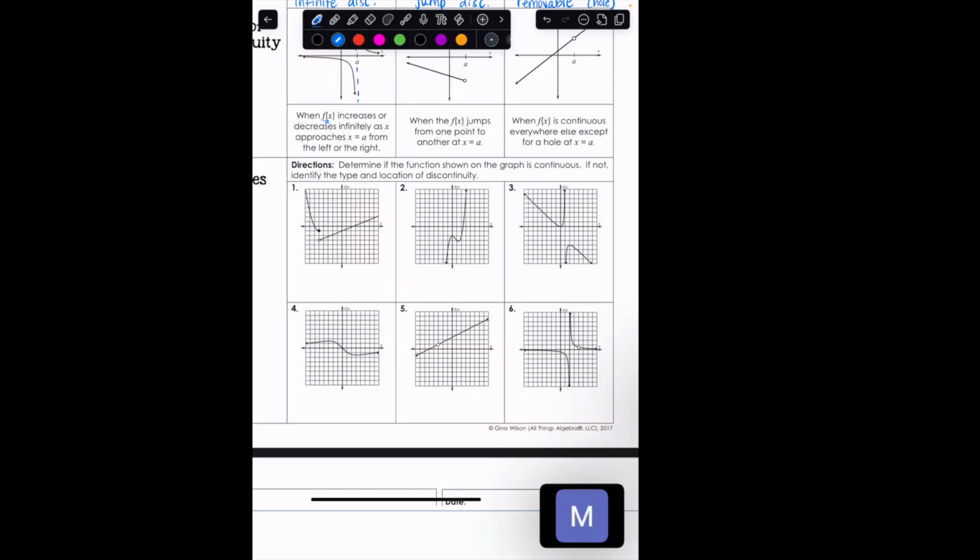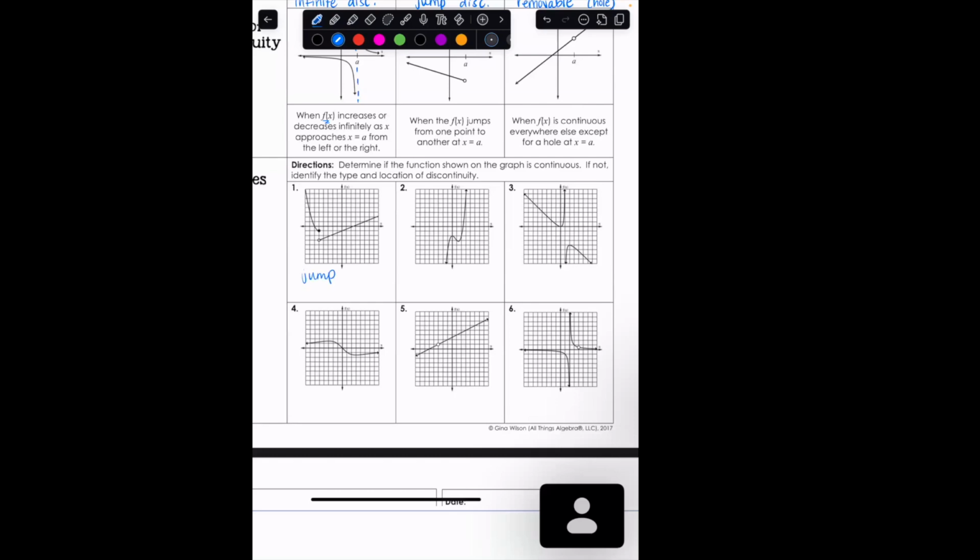I would love to hear somebody's voice. If anybody would feel comfortable, would somebody unmute and tell me what you got for number 1? Is it continuous or not? And if not, what type of discontinuity? For the first one, I said it wasn't continuous, and I think it's a jump discontinuity.